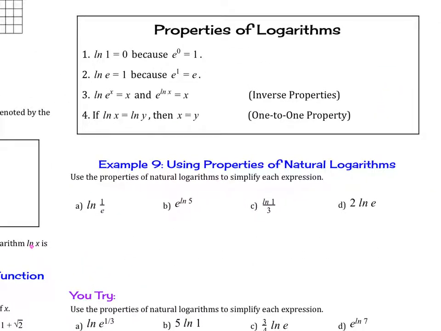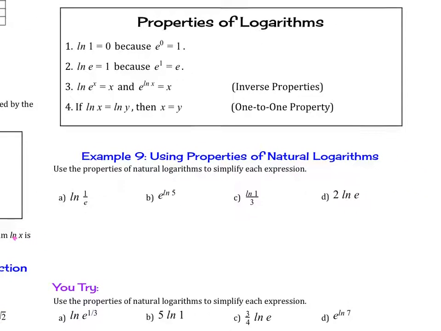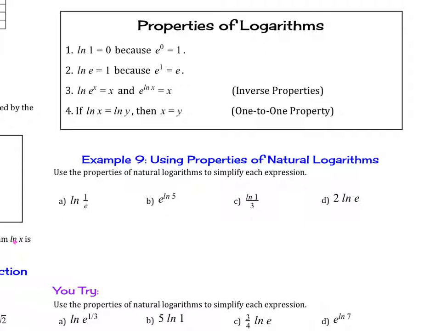Let's take a look at properties of logarithms. Number 1: natural log of 1 equals 0 because e to the 0 equals 1. Number 2: natural log of e equals 1 because e to the first power is e. Number 3: natural log of e to the x equals x, and e to the natural log of x equals x. These are inverse properties. Then number 4: if natural log of x equals natural log of y, then x equals y.